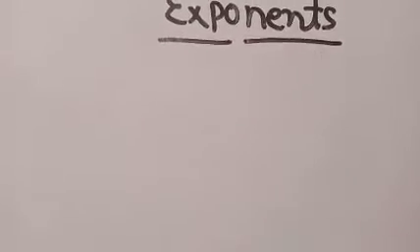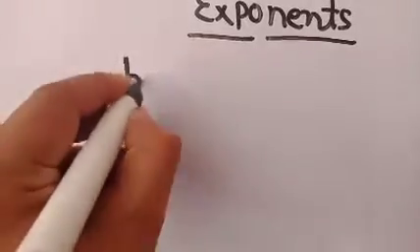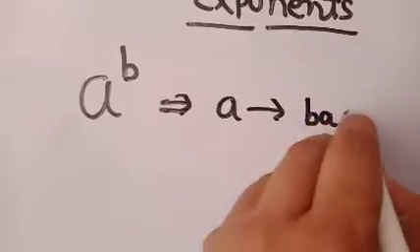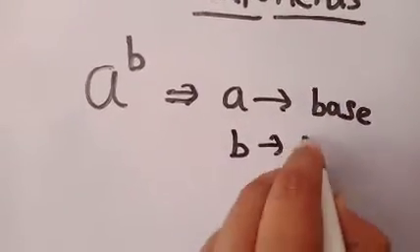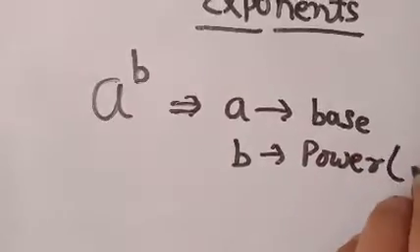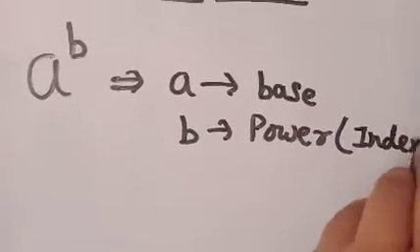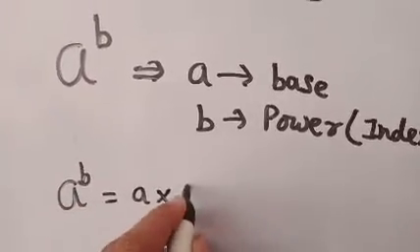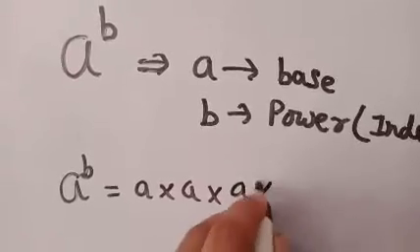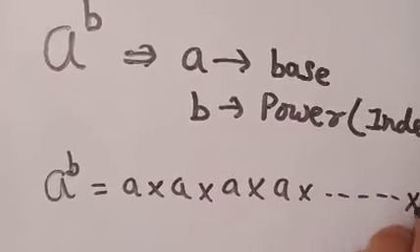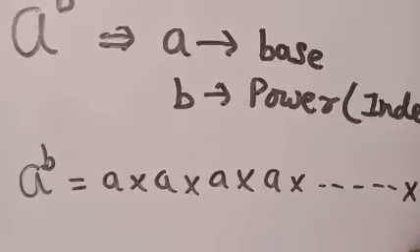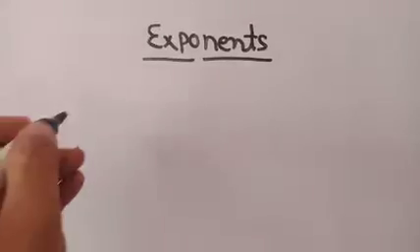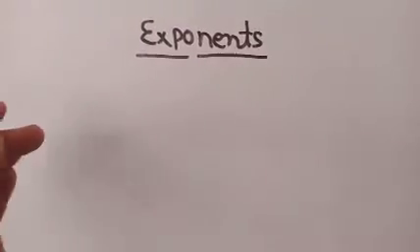So, a raised to the b, where a is called the base and b is called the power. Power is also called index. So a raised to the power b means a multiplied by a multiplied by a, and so on, b times. Means a is repeated b times. You will understand this concept with the help of examples as well.